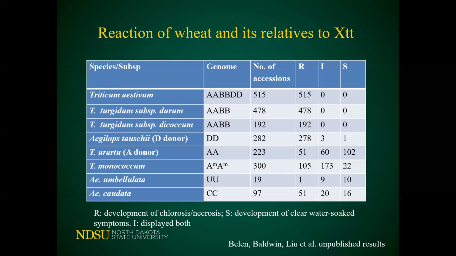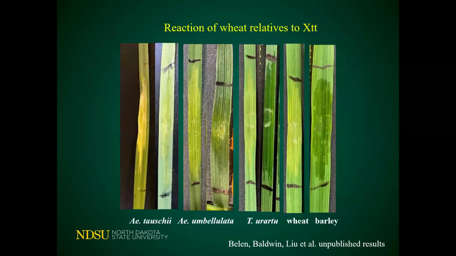So you can see this very interesting AA genome. The A donor, UR2, has a majority that is susceptible to XTT. But when you look at the monococcum, which also has the A genome, it looks like a majority is resistant to XTT. But for the caldata, it looks like they have half and half. So this is how they look.